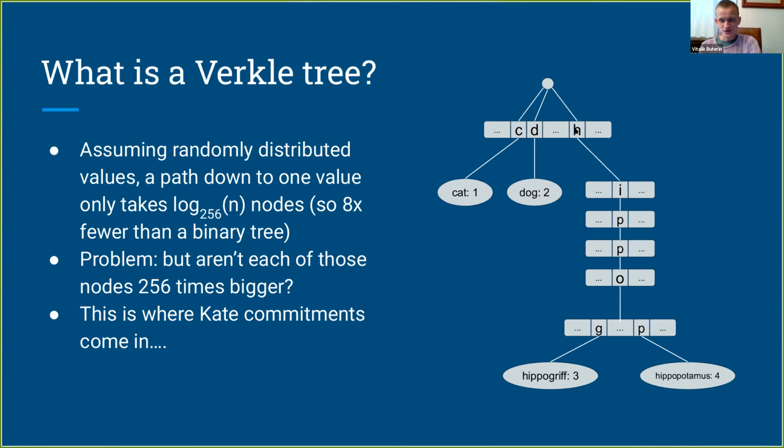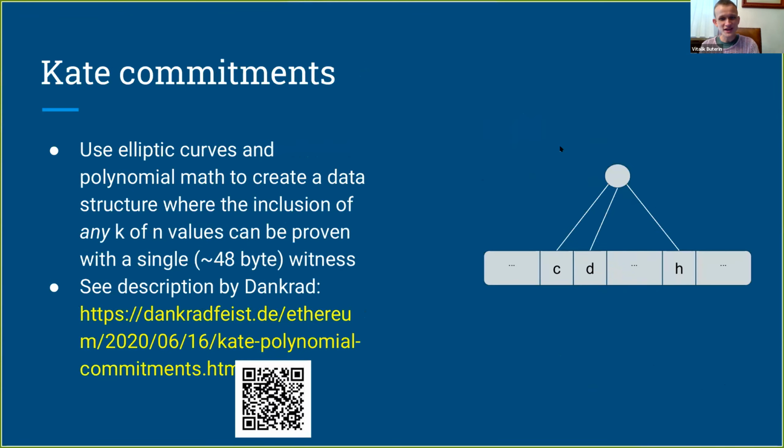And so your proof is just going to be crazy long. And so this is where the Kate commitments come in, right? This is why we want to use Kate commitments for each of these nodes instead of just making the root be the hash. So Kate commitments, Dankrad has an excellent presentation I'm linking to. That QR code is also a link.